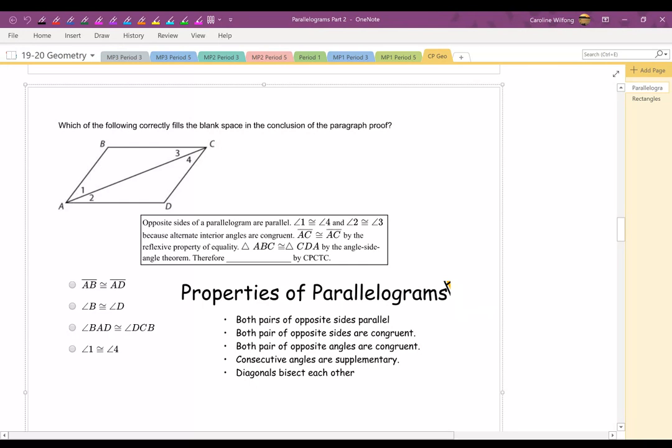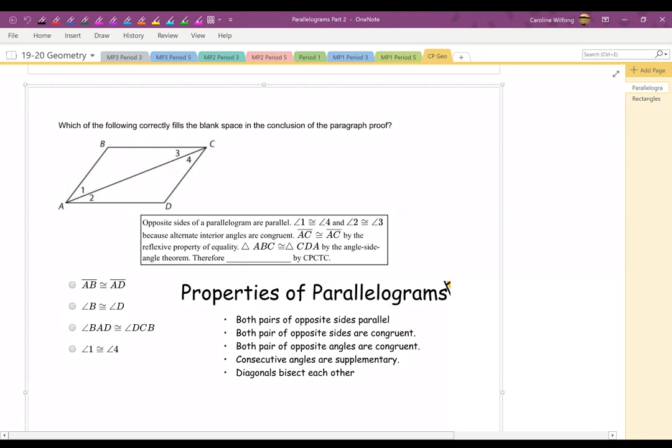Question number 5 of Parallelograms Part 2. They want us to figure out which of the following correctly fills in the blank space in the conclusion of the paragraph proof. So basically we're looking at a triangle proof, but they're doing everything except what is congruent by CPCTC, or corresponding parts of congruent triangles are congruent.